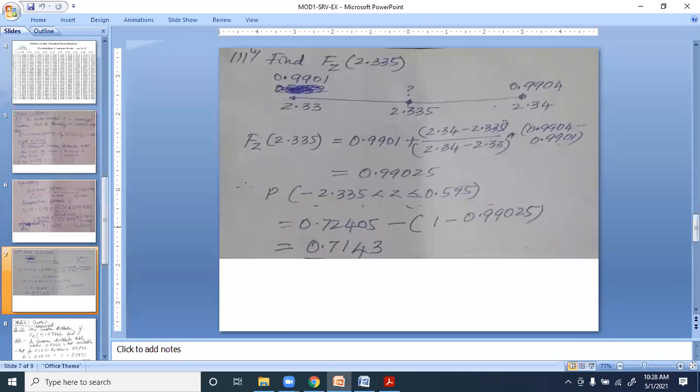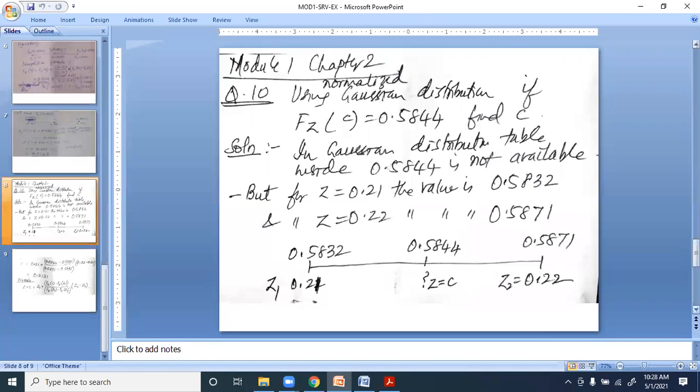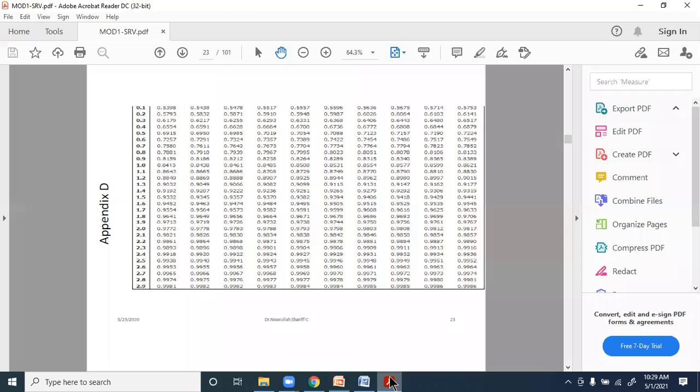Okay, so now let us go to the next problem. The 10th one is using the normalized Gaussian random variable. The 10th problem is what we are trying to find out. So let us see the 10th problem in the PDF.